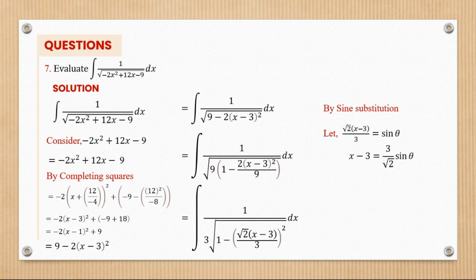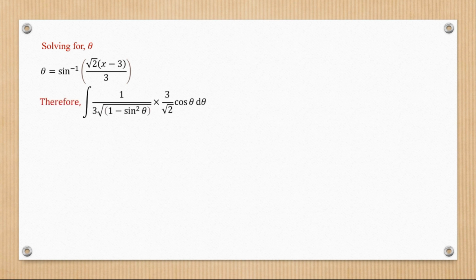So now when we cross multiply, we can see that x minus 3 shall be equal to 3 over root of 2 sine theta, of which x shall be equal to 3 over root of 2 sine theta plus 3. Now dx/d theta shall be equal to 3 over root of 2 cos theta. Now if we make dx the subject, dx shall be equal to 3 over root of 2 cos theta d theta. So if I solve for theta, I can see that theta shall be equal to sine inverse of root of 2 into (x minus 3) over 3. And then if I substitute everything back, this is what I end up having.